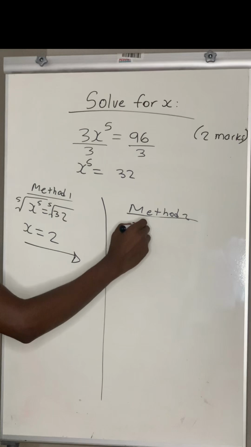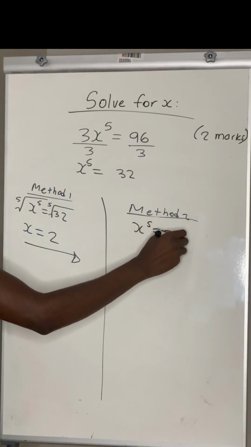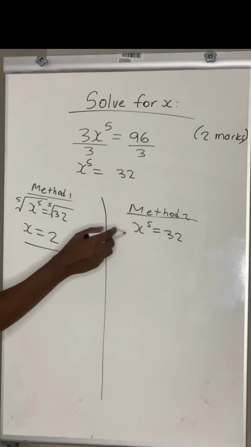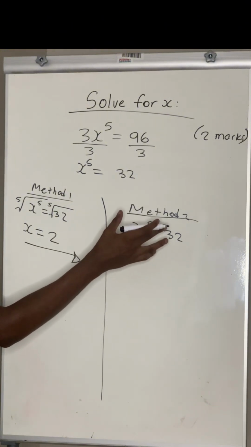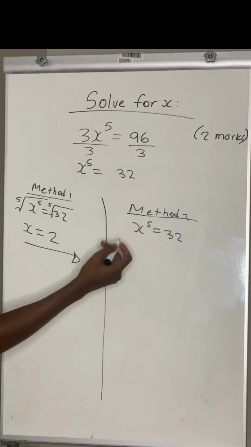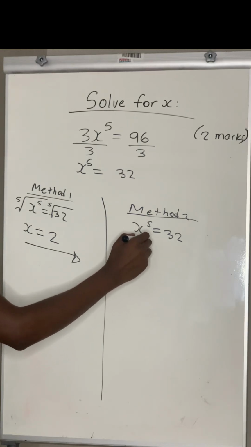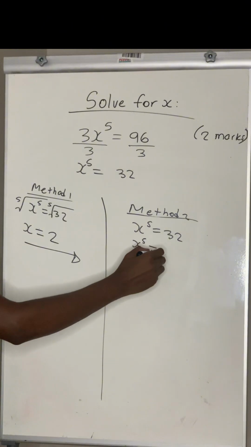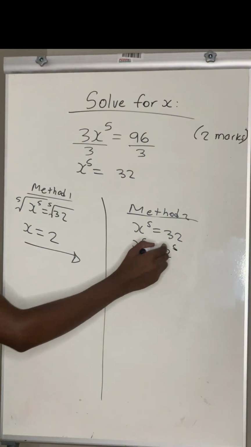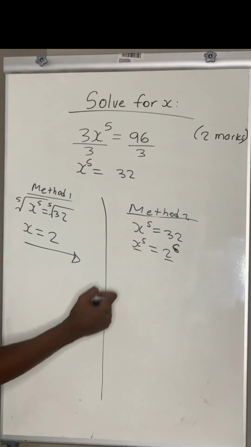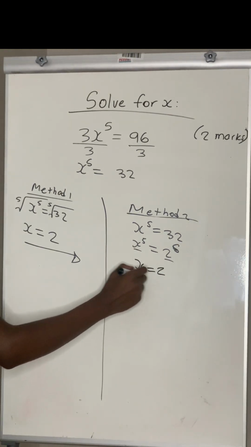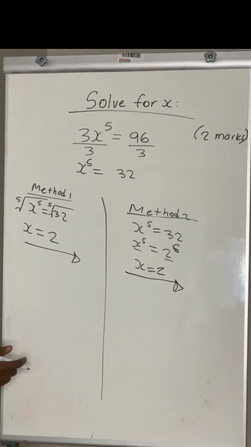With method 2, you can use the laws of exponents. Using the laws of exponents, we have to try to make the bases the same or the exponents the same in order to solve this. So what do I mean? x exponent 5 is equal to, this 32 in exponential form, 2 exponent 5. Now since the exponents are the same, it means the bases are the same. We can equate the bases. So x is equal to 2. And then you're done.